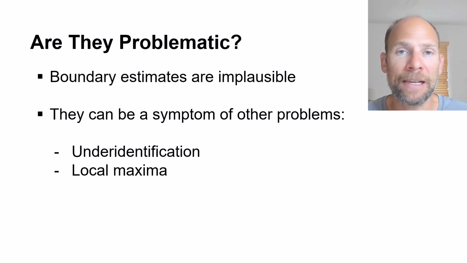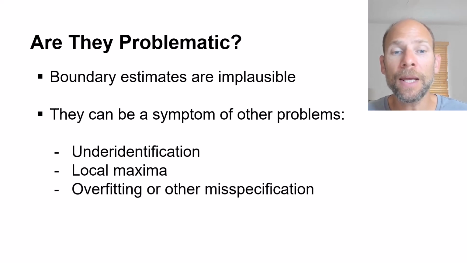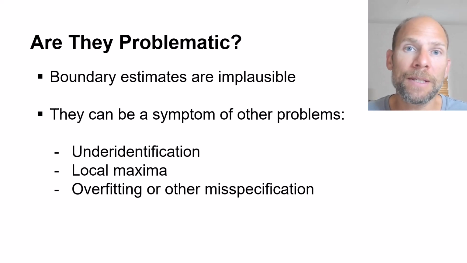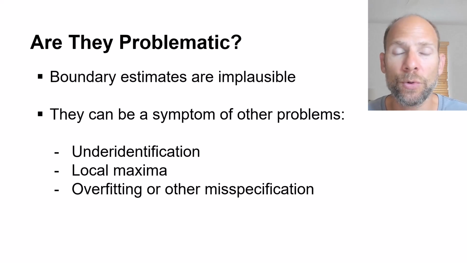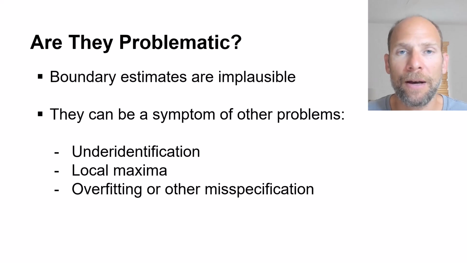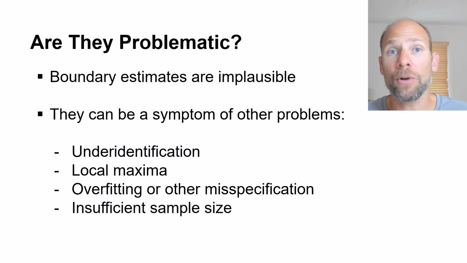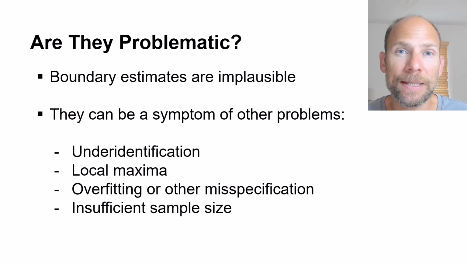And so therefore this could be a sign that you ran into a local maxima that represents an invalid solution. Also, it could be a sign of overfitting or model misspecification in some other way, meaning, for example, having extracted too many latent classes where some of those classes are not needed, and then boundary estimates occur more frequently when you have additional spurious extra classes that you don't really need. It could also be a sign of an insufficient sample size. That's when they frequently occur as well.